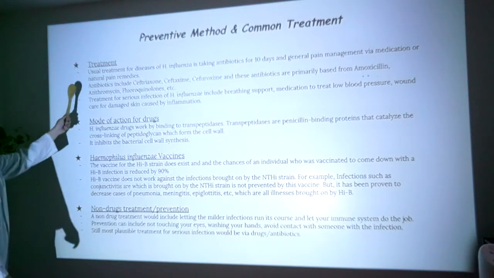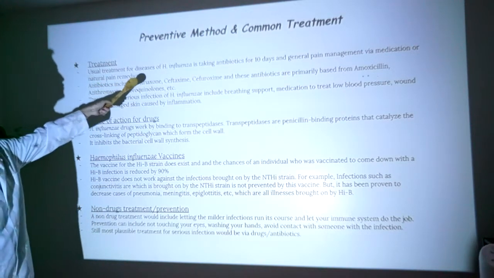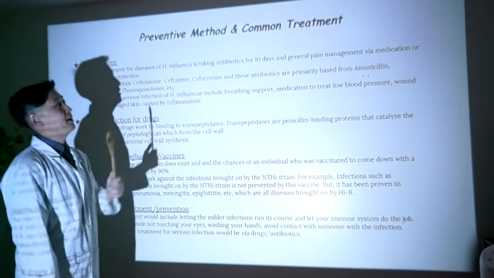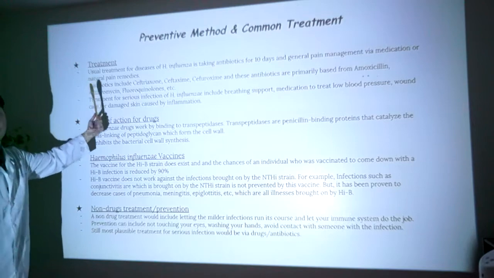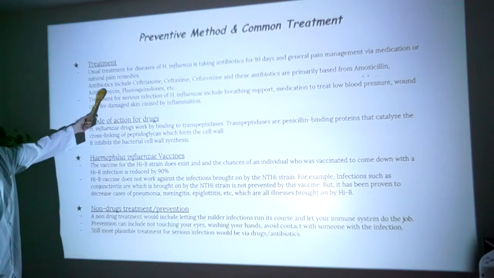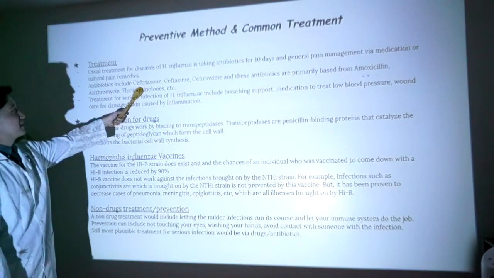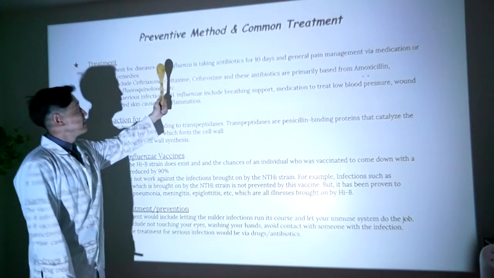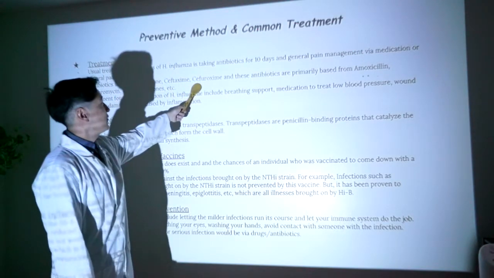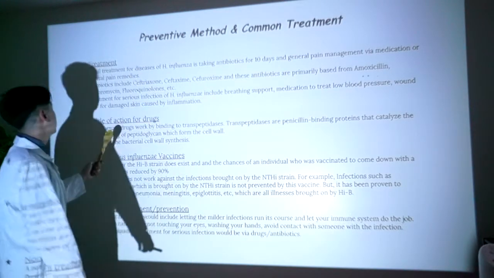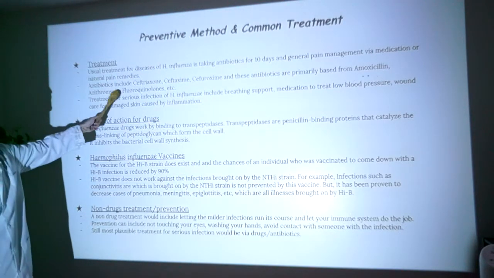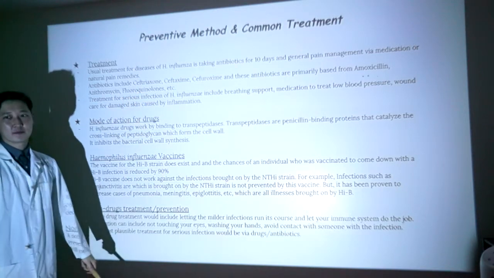Treatment. The usual treatment for diseases of the Haemophilus influenzae is taking antibiotics for 10 days, along with general pain management via medication or natural pain remedies. Antibiotics include ceftriaxone, ceftazidime, cefuroxime, and these antibiotics are primarily based on amoxicillin, azithromycin, and fluoroquinolones.